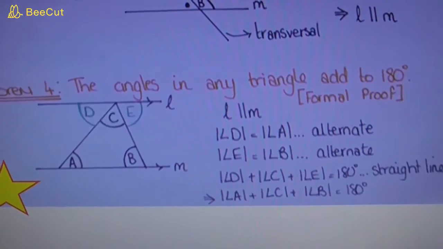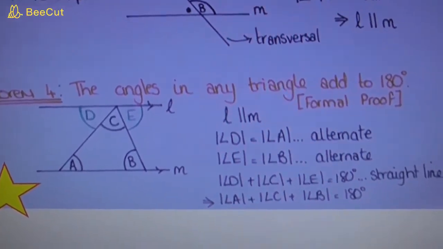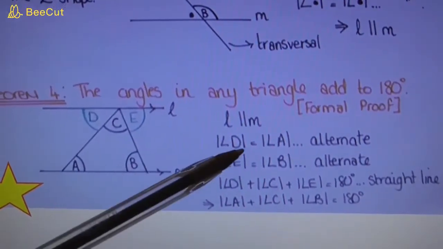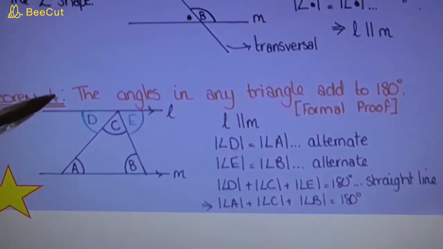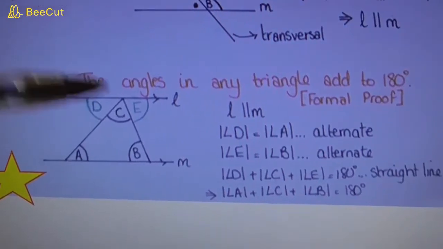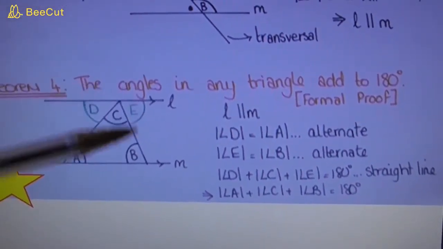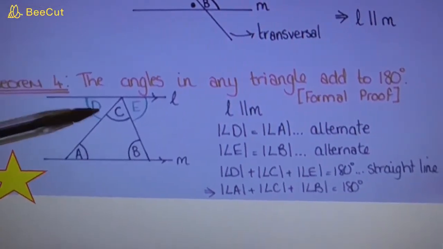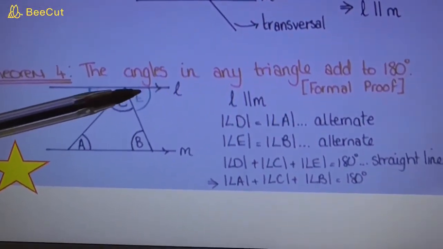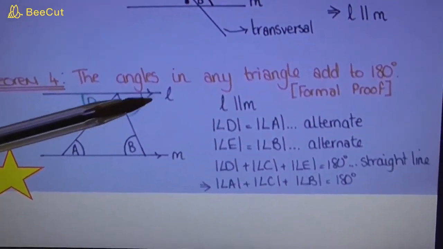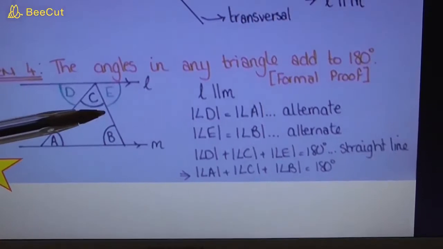Okay, so L was parallel to M. That was what we were given up the top. So we've been given two lines that are parallel, L and M. Now, angle D is equal to angle A. The reason is that they are alternate, because of the parallel lines. Angle E and angle B are also alternate to each other, so they're equal. So you could basically call D, A and E, B if you wanted, because they are the same thing. I also know that angle D, C and E would add together to give you 180 degrees because it's on a straight line.